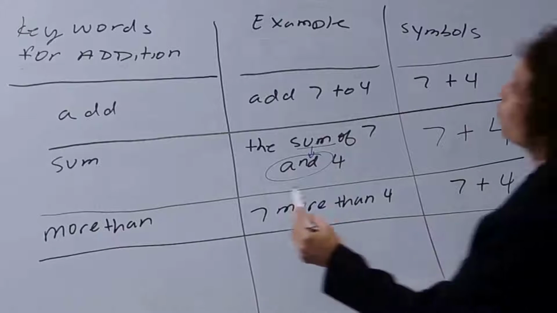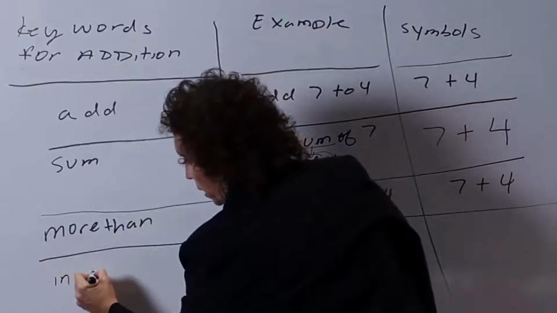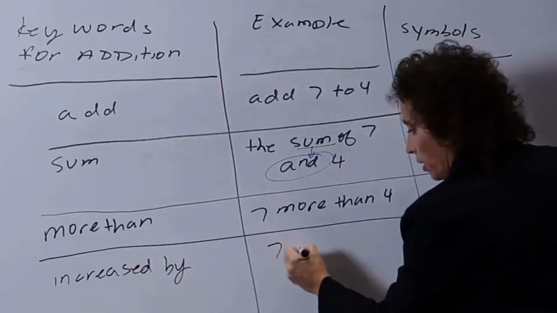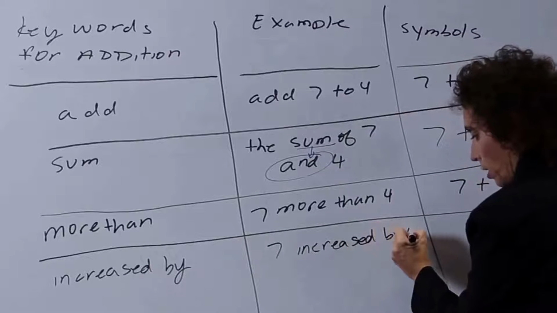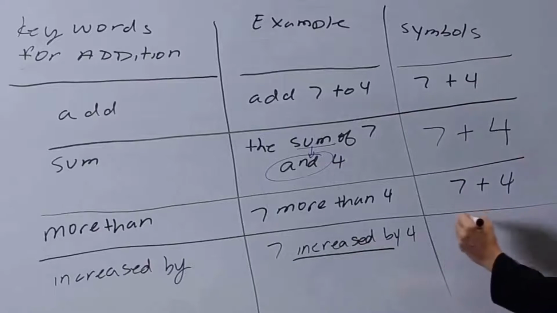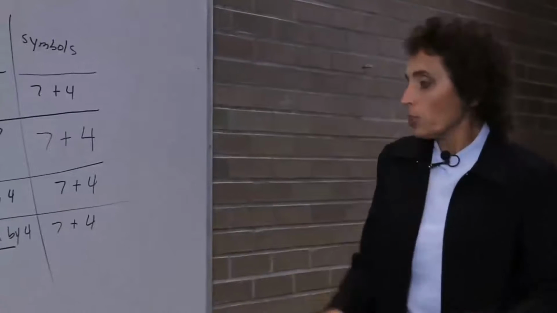And then finally, another one that we haven't really used today, but it does mean the same thing: increased by. 7 increased by 4. Increased by is another key phrase, and it means to add. So those are some of the keywords for addition. And we may have others later, but that's what we have so far. Okay. Let's see what's next.